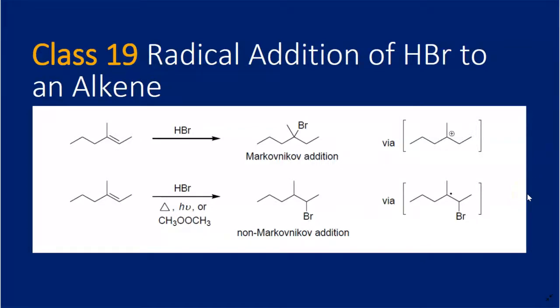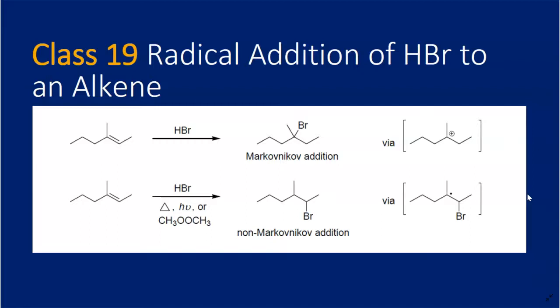Hi all. The next reaction in this class is going to be the radical addition of HBr to an alkene. The reaction that will actually go through a radical mechanism is the second one. The first one you should remember from a previous course. It's a Markovnikov addition of HBr.